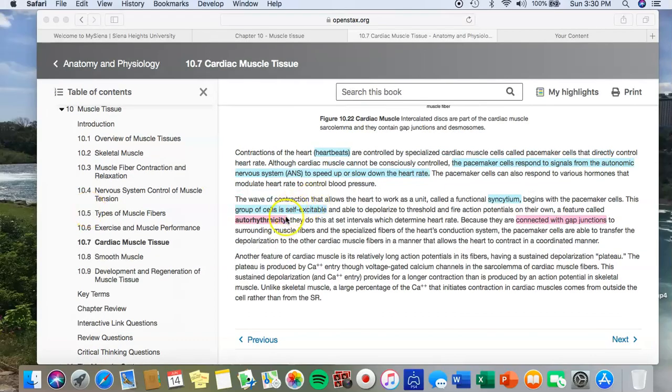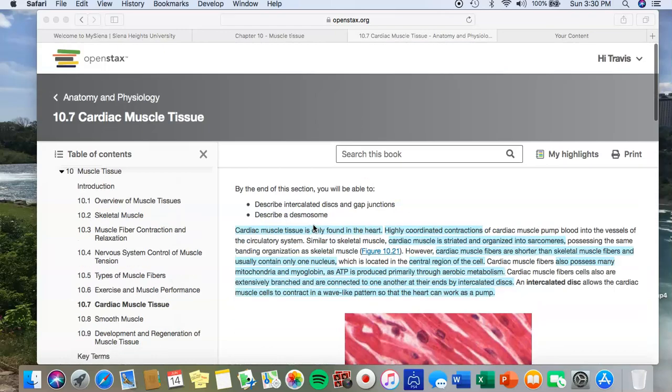So we call that autorhythmicity. And basically what they do is they set intervals which determines the heart rate. And since they're connected with those gap junctions, they're able to send out those signals very quickly to the neighboring cells. I think that's where I'm going to stop it on this one.